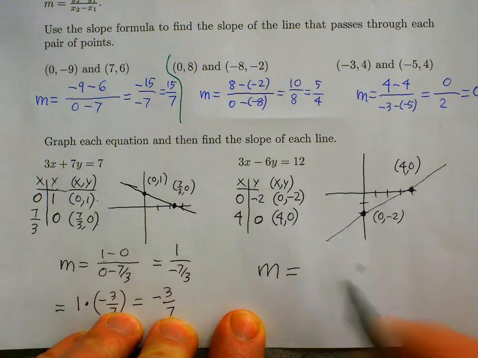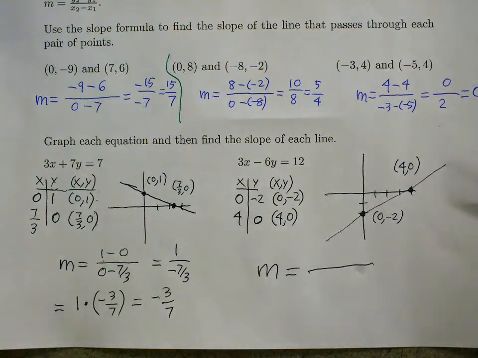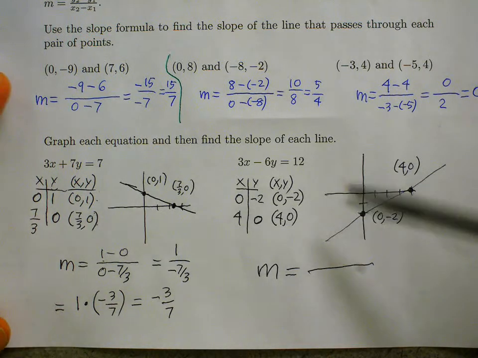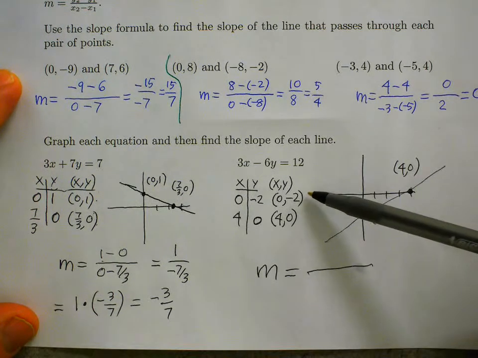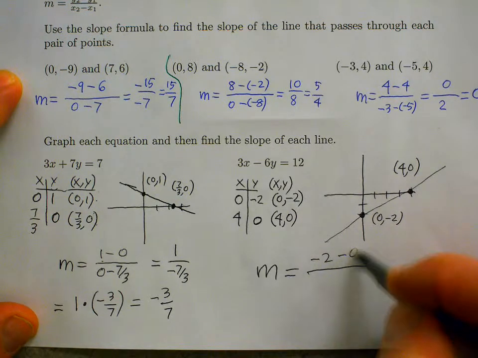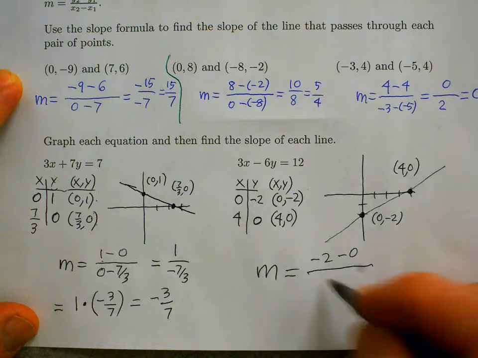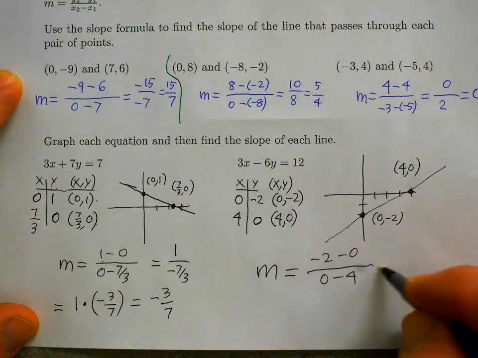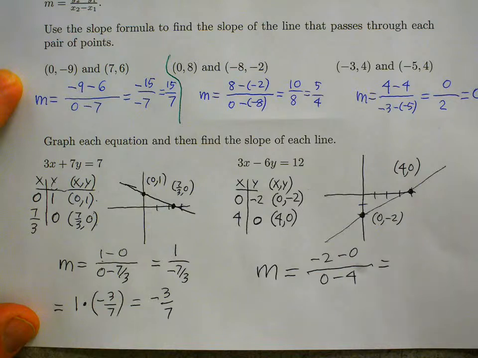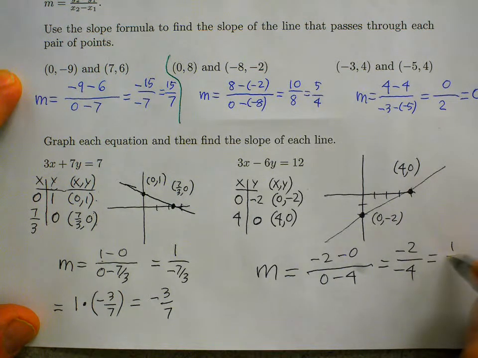So we use the slope formula to find rise over run. Okay, one way to find the slope, in the numerator, we can write -2 minus 0. And then that means we have to use 0 minus 4 in the denominator. -2 minus 0 is -2. 0 minus 4 is -4. -2 divided by -4 is +1/2.